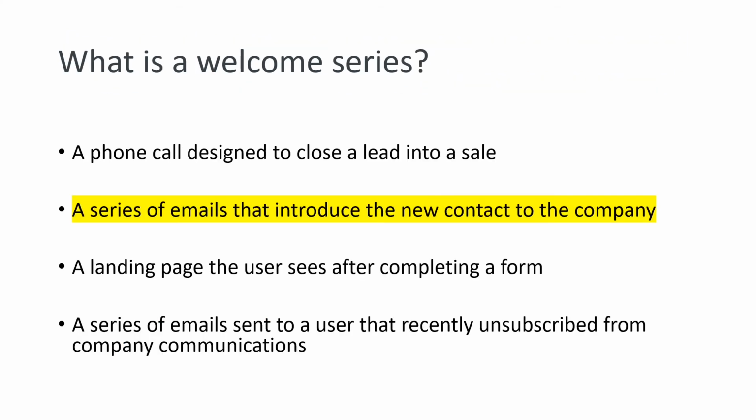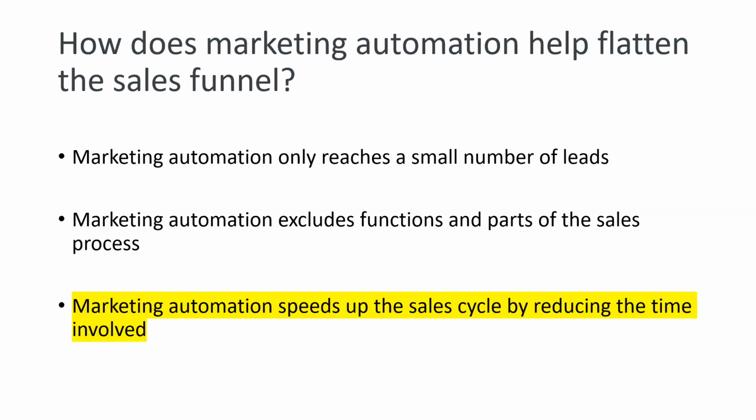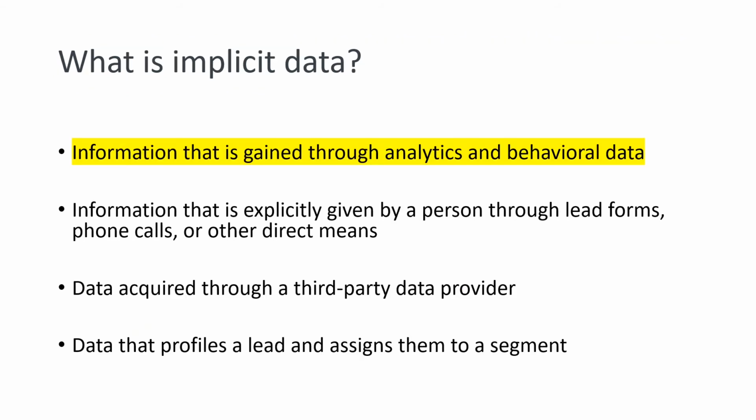236. What is a welcome series? A series of emails that introduce the new contact to the company. 237. How does marketing automation help flatten the sales funnel? Marketing automation speeds up the sales cycle by reducing the time involved. 238. What is implicit data? Information that is gained through analytics and behavioral data.